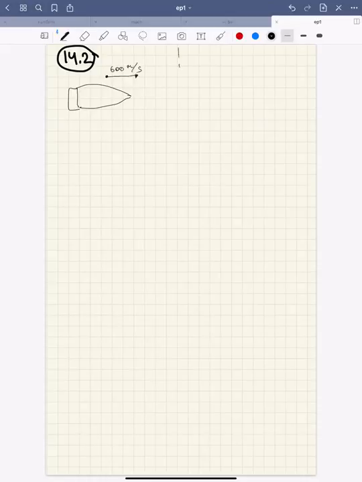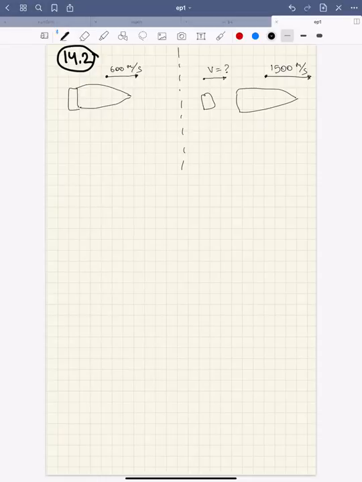And then the space shuttle ejects a cargo. So now it's in two parts. The remains of the space shuttle continue moving at 1500 meters per second, and the velocity of the cargo is unknown. So this we don't know.